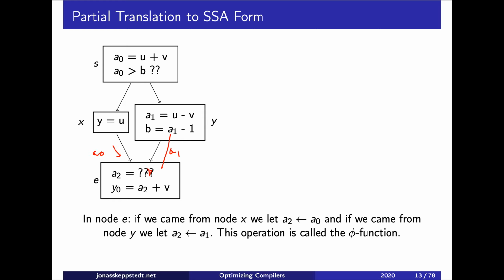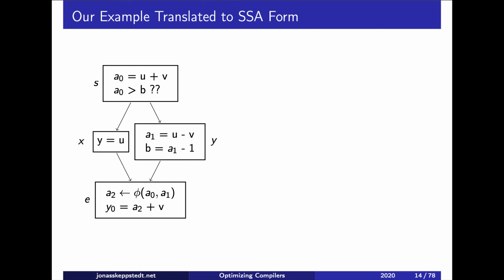What this is, is that A2 is assigned a phi operator with A0 and A1 as operands. And what this phi operator does is select, based on the edge that the program uses, the proper version of the variable. So this is called the phi function, and this is the program translated to use phi functions.